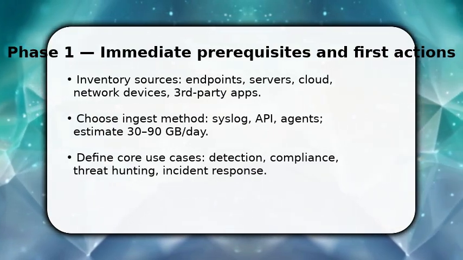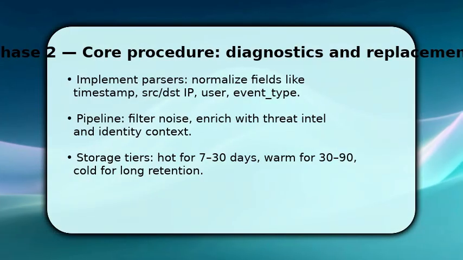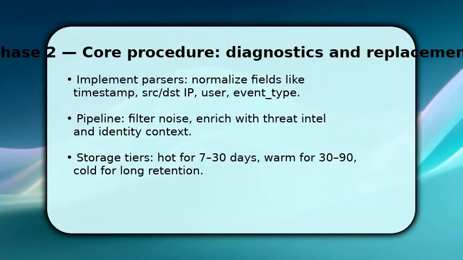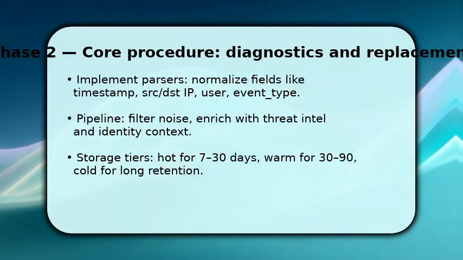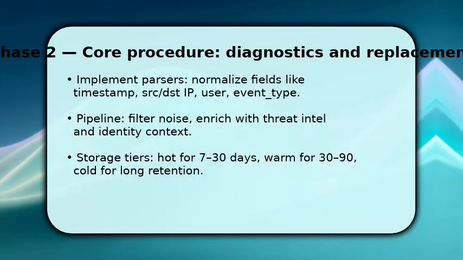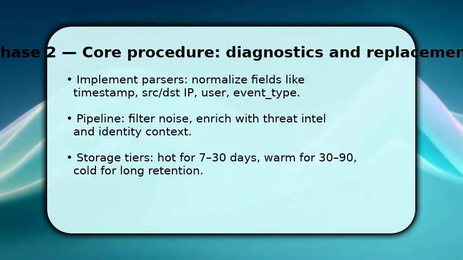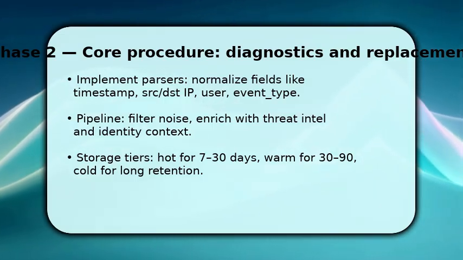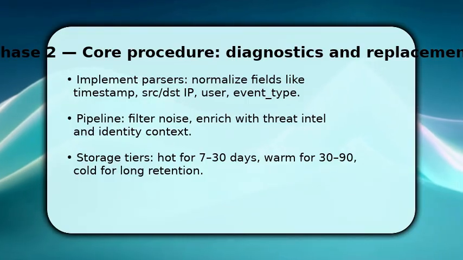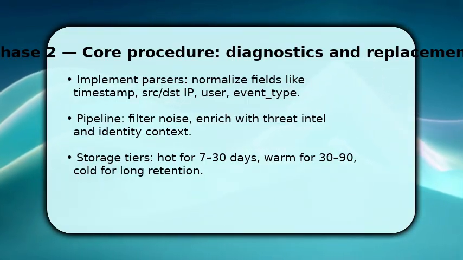Next, you build the data pipeline that makes logs useful. Deploy or tune parsers to normalize timestamps, source and destination IPs, users, and event types. This enables consistent queries. Once normalized, filter out noisy, low-value entries and enrich events using threat intel and identity context, because enriched events reduce investigation time.